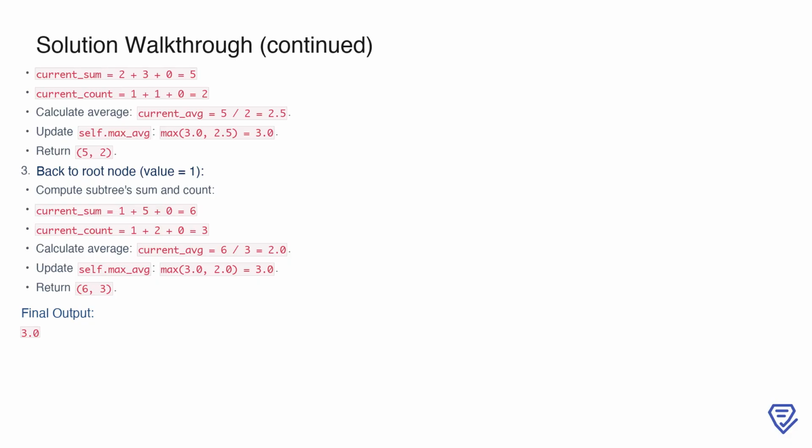Finally, at the root node, the sum and count for the entire tree are calculated by combining its value with the contributions from its left subtree. The sum is 1 plus the sum from node 2, which is 5, giving a total of 6, and the count is 1 plus the count from node 2, which is 2, resulting in 3. The average is 6 divided by 3, which equals 2.0. The maximum average remains 3.0, and the function returns 6, 3. The final output for this example is 3.0.